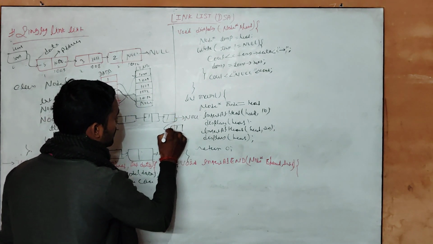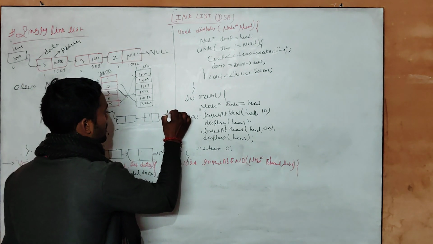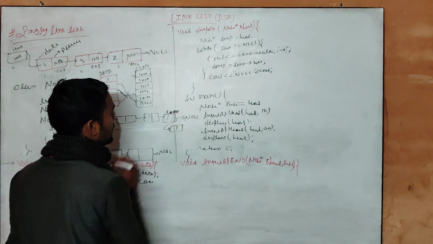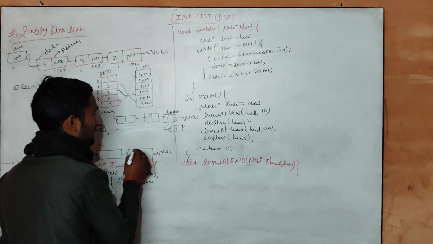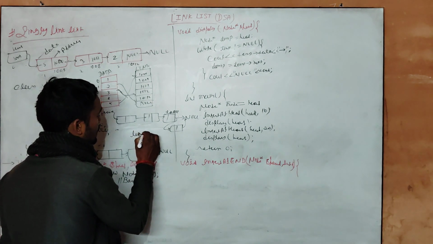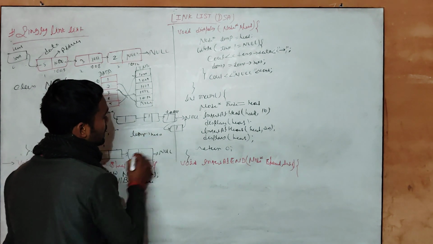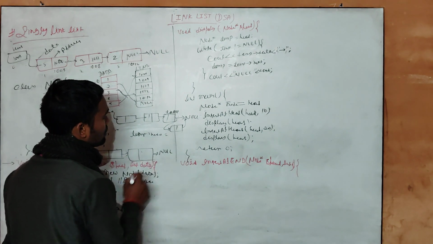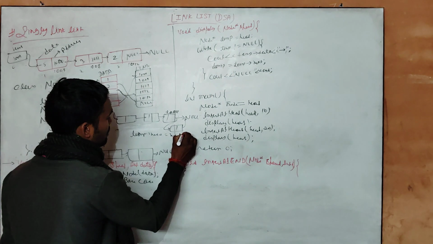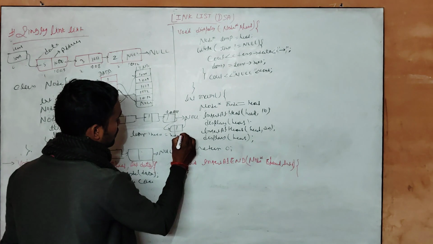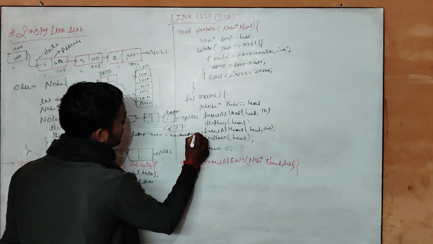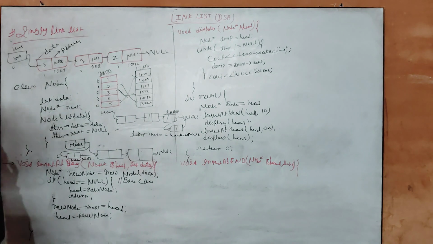This will create a new node. Here is a temporary node, temp. Here, new node. Then what will we write here? Temp of next is equal to new node of next. Okay, temp connects, is equal to new node next. Fine.